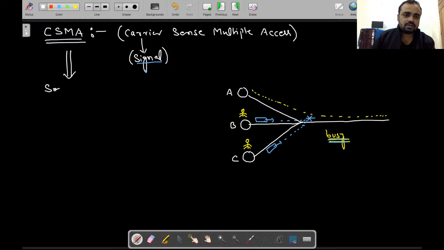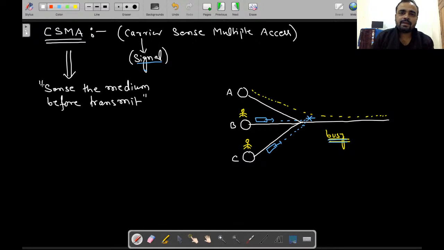Sense the medium before transmit. Are you getting my point or not? So this is the basic definition of CSMA. And what will you sense? You will sense whether the medium is carrying any signal or not. And that's why we say carrier sense multiple access. Clear, everyone? So we just sense the medium before the transmit.